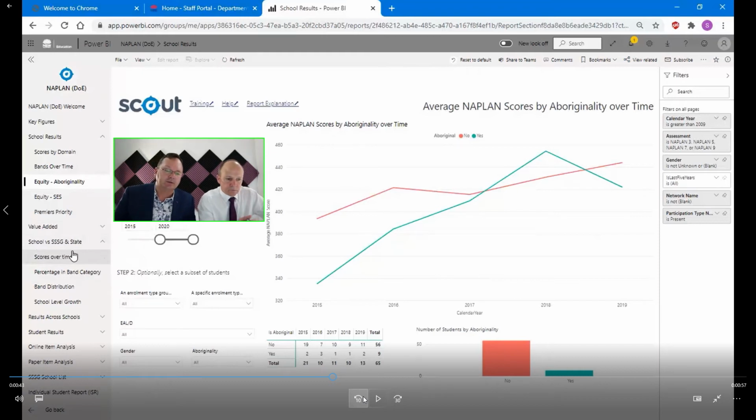This is actually, there's a lot very pleasing in this graph. When we look at the red line, it represents non-Aboriginal students. The green line represents those that identify as Aboriginal students. You can see back in 2015 there was roughly 60 points difference, which is a very significant gap. Up to 2017 you can see that there was a progression up, a real closing of that disparity gap.